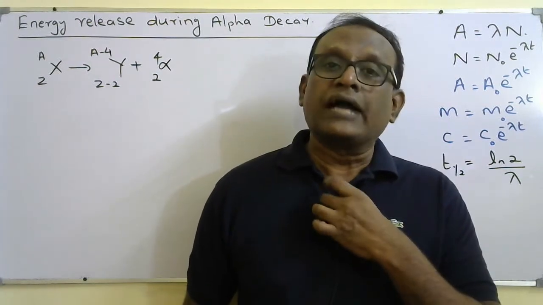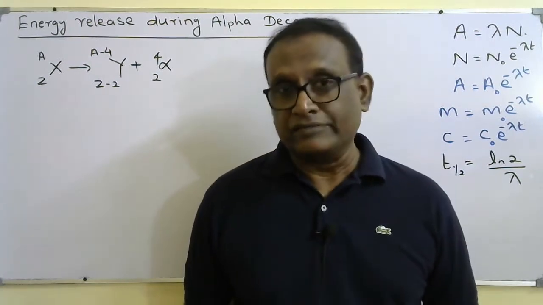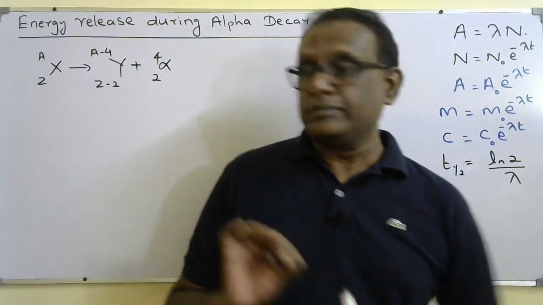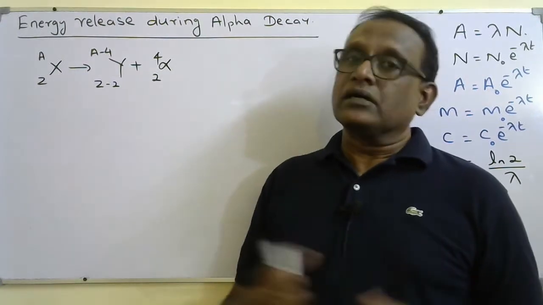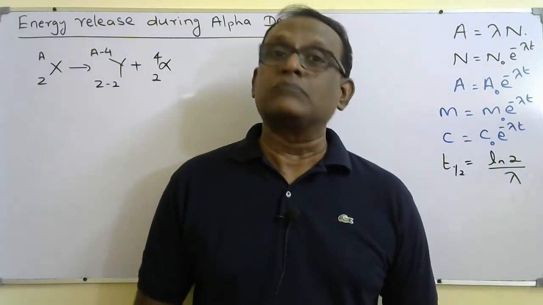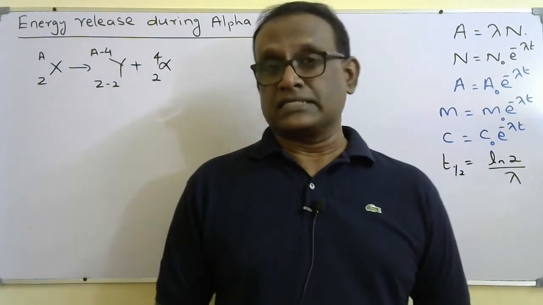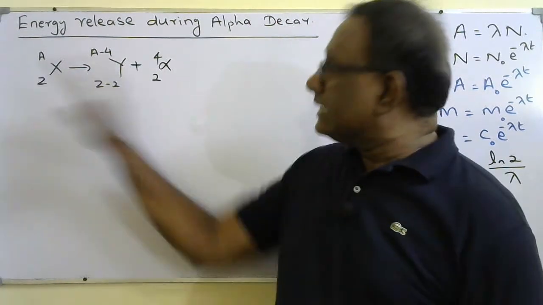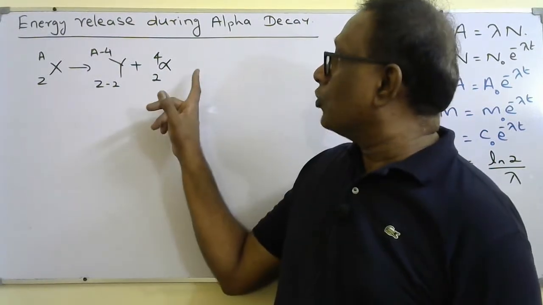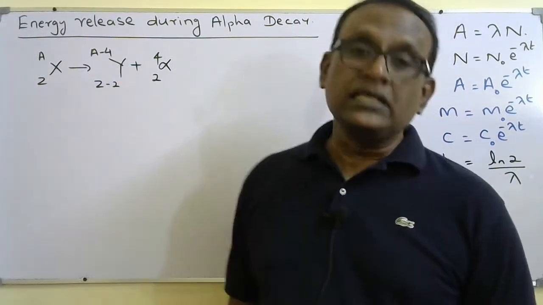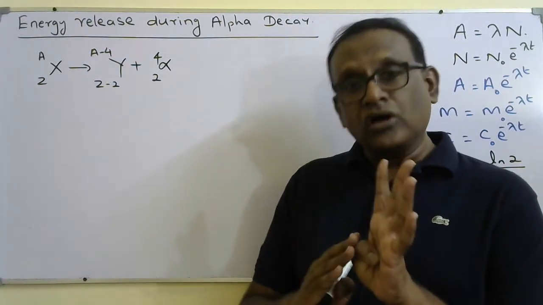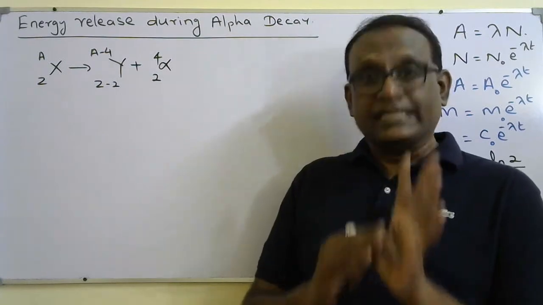So according to the special theory of relativity, mass has equivalent energy. In small classes, like general science or even classical physics, we learn that mass is conserved. But here mass is not conserved. What happened? The missing mass is converted into kinetic energy of both the alpha particle and the daughter nucleus. So that is one of the reasons for release of energy.